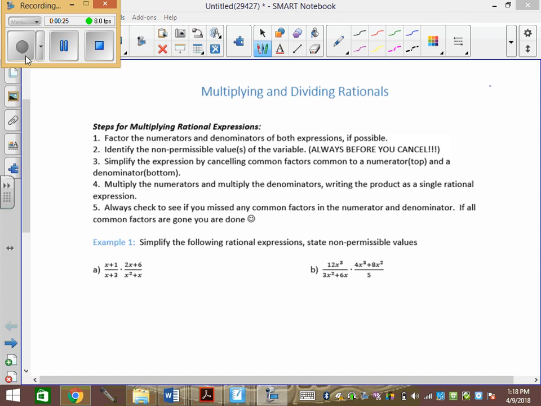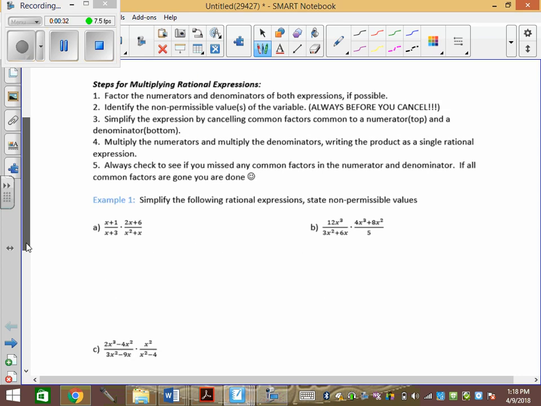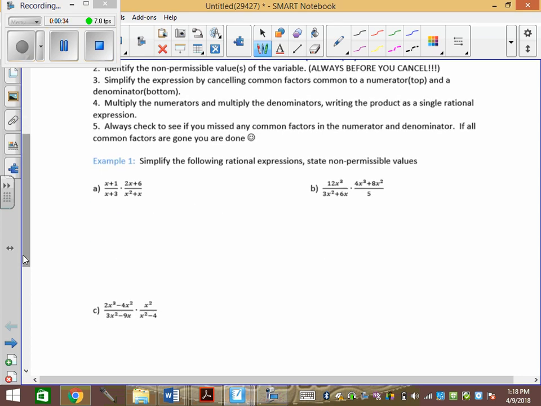Okay? So it's just the same thing as simplifying, you just now have an extra one. So we're going to do the same steps. Simplify the following rational expressions and state non-permissible values. So we're going to look at the top left, x plus 1. Can I take anything out of it? Any GCFs? Is it difference of squares? No, it's just x plus 1.